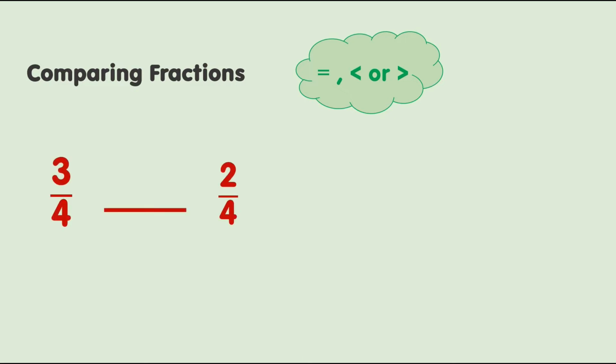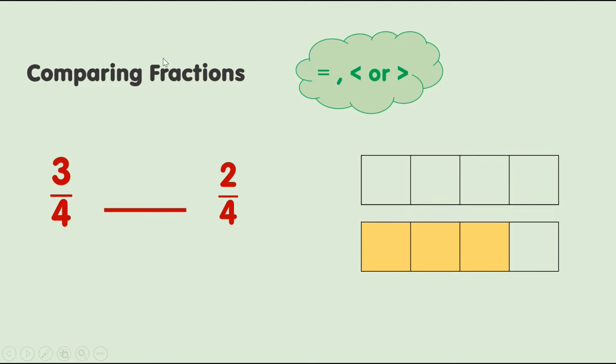Comparing fractions simply means between two fractions, which one of them is bigger or smaller than the other, or whether they are equal to each other. We compare them. Now, for example, we have 3 out of 4 with 2 out of 4. Which one of them is bigger, or let's see if they are equal to each other. To make our process easier, let's imagine we have a rectangle and we cut it into 4 parts because we have 4 as the denominator here. Now, for 3 out of 4, we shade 3 parts, and for 2 out of 4, we shade 2 parts.